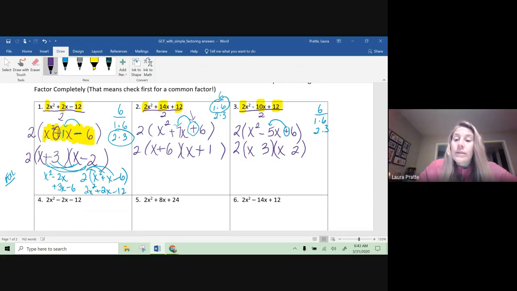And now to figure out my signs, remember when there's a plus here, the signs are the same. And because this is a -5, they both would have to be negative. So that makes sense because -3 and -2 would equal -5 when you add them or combine them. But when you multiply the two negatives, you get that positive at the end.